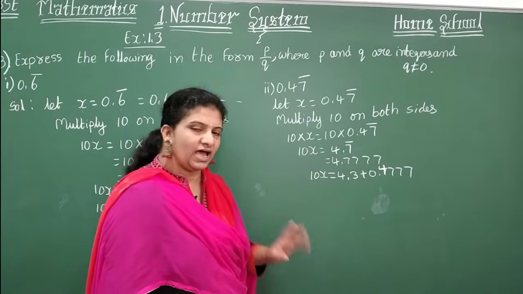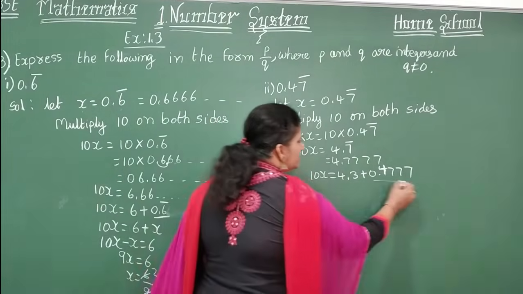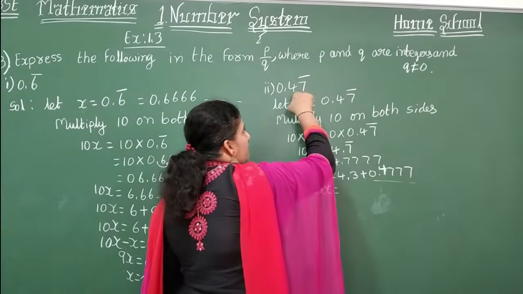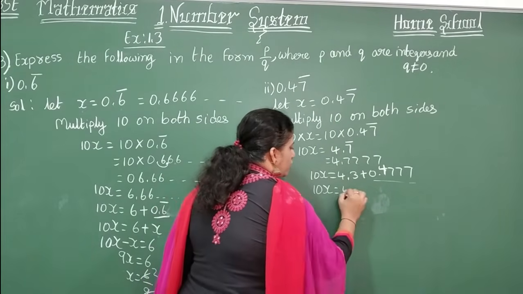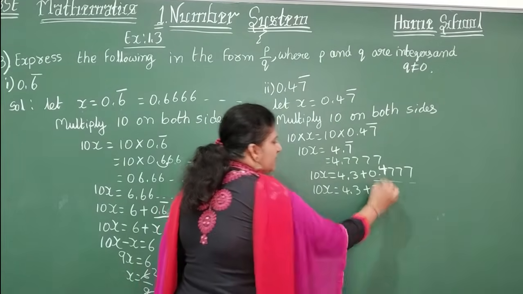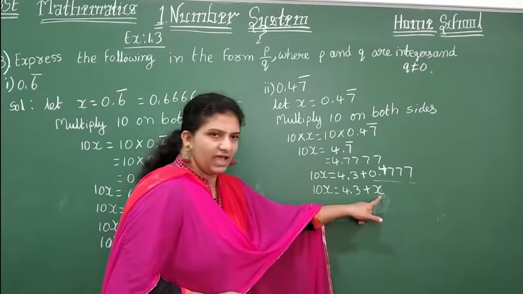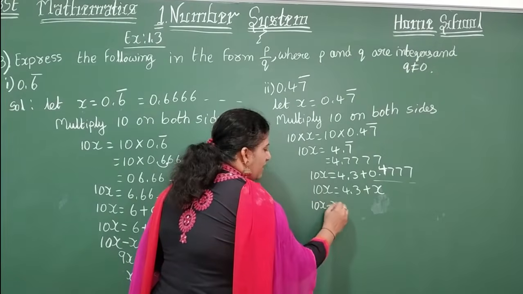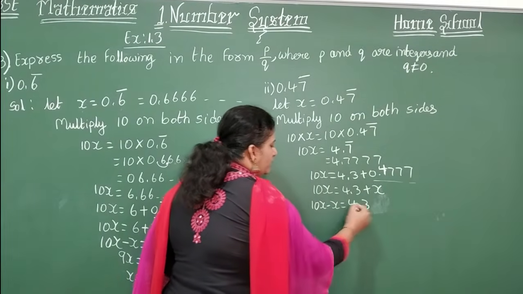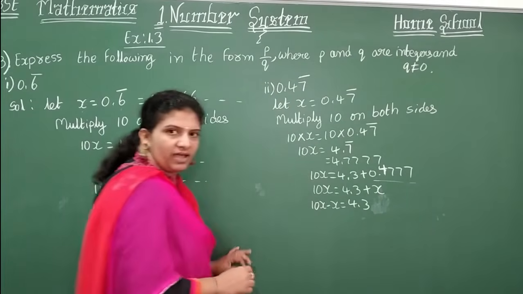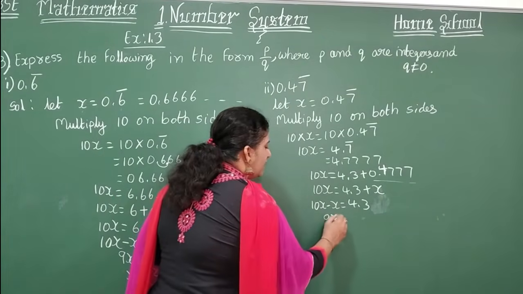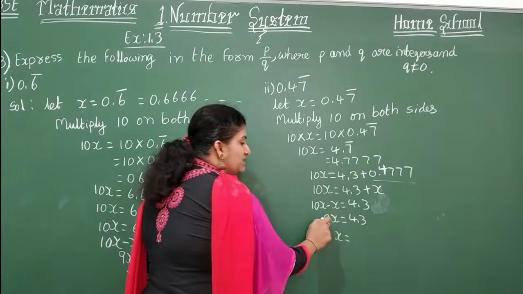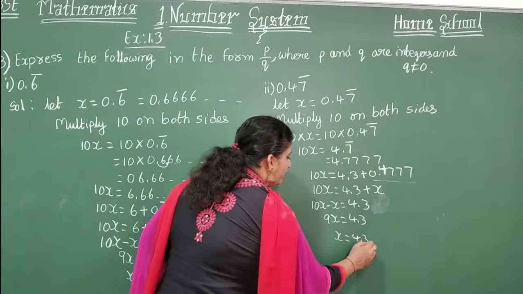So for that reason I have done this. So what is this one? That is nothing but 0.4 bar... 4.3 plus X. Right? This X, bring this side, it will be minus X. 10X minus X is equal to 4.3. 10X minus X will be how much? 9X. 9X is equal to 4.3. X is equal to... 9 is a multiple. If it goes to this side, divide.